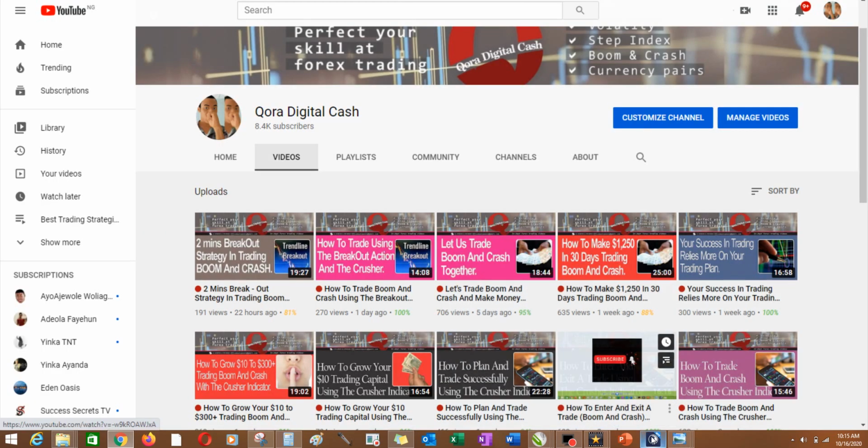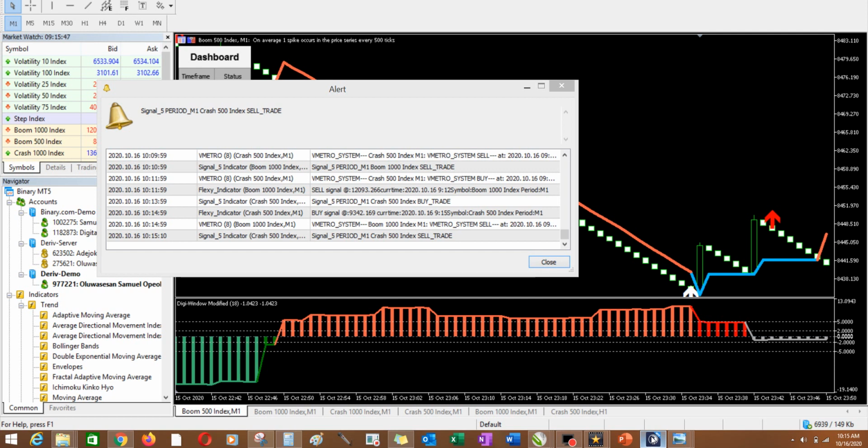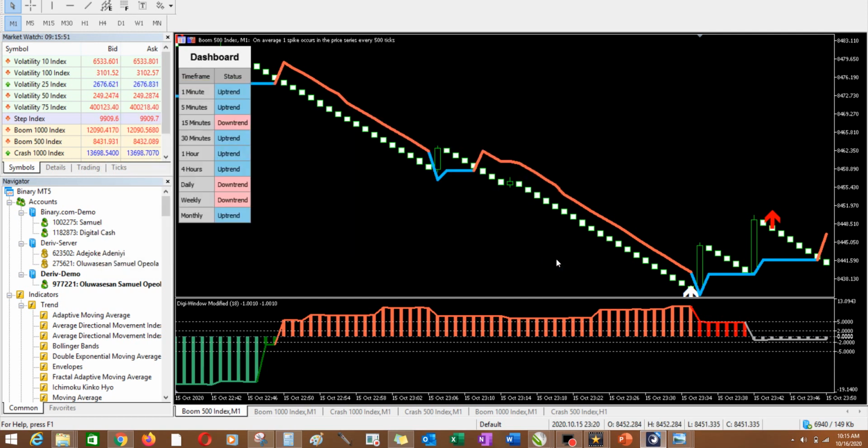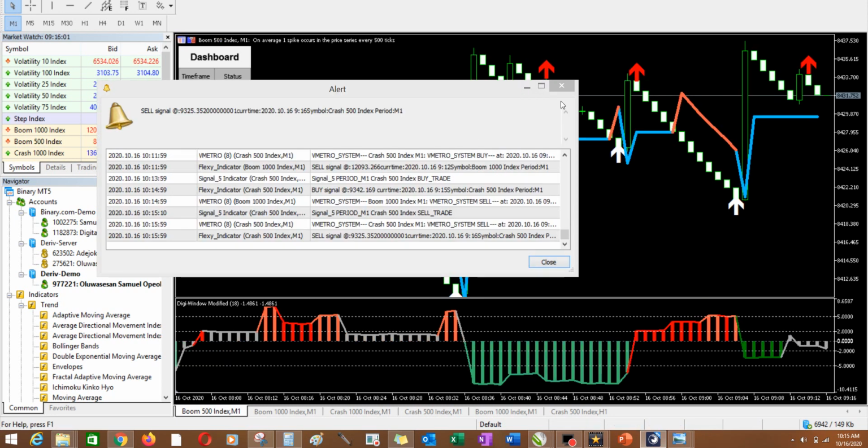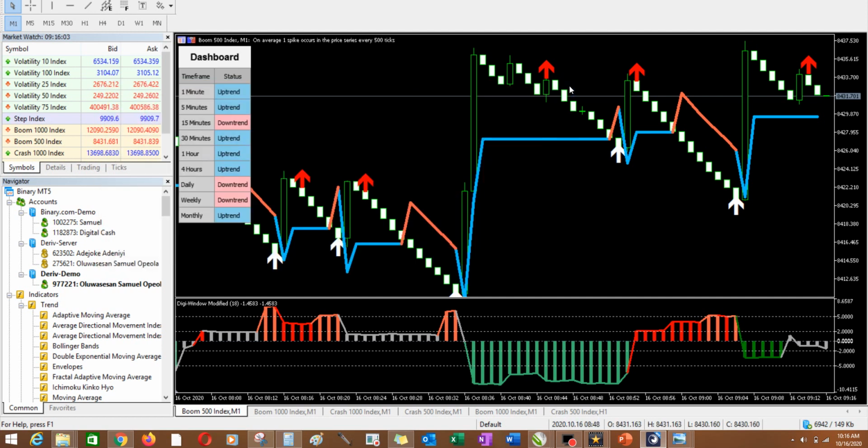So quickly, let's go into the trading platform. We'll quickly do a few analyses about the markets. We'll be looking at the boom and crash markets together. We won't waste our time, so let's just see what is happening with the boom and crash markets. I'm starting with boom 500, and I'm having the crusher indicator here on the chart.